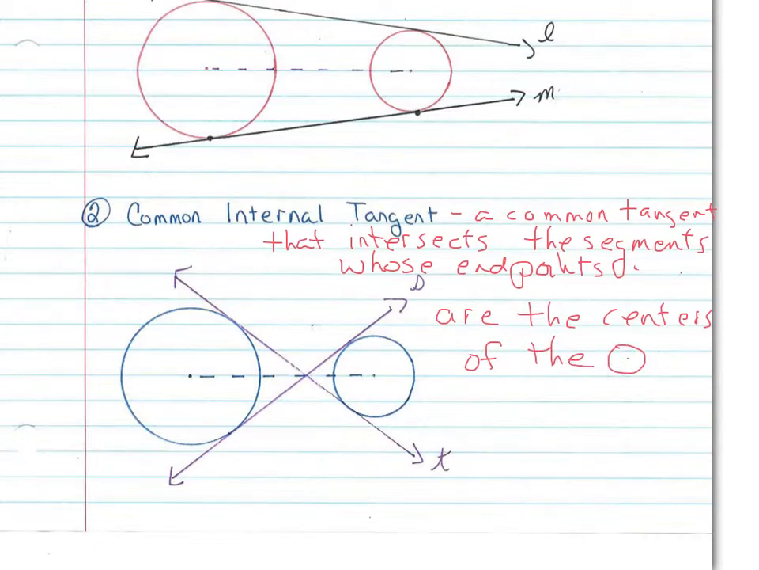In this particular picture of the common internal tangents, line S and T are common internal tangents to these two circles. Line S and T are common internal tangents.